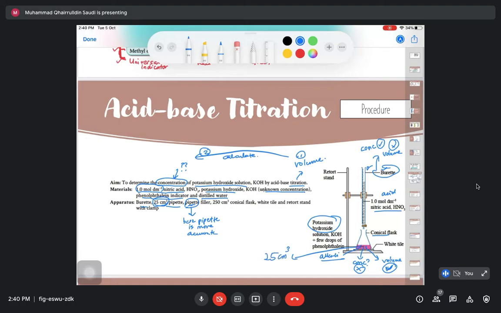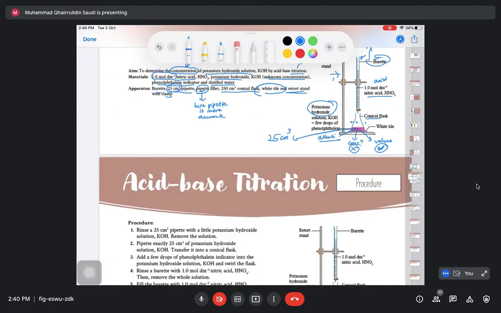Okay, pipette filler, 250 cm cube conical flask. Okay, this is our conical flask. White tile, retort stand. Okay, if you still remember, retort stand with clamp. That is all that we need for our acid-base titration. Next one, procedure.